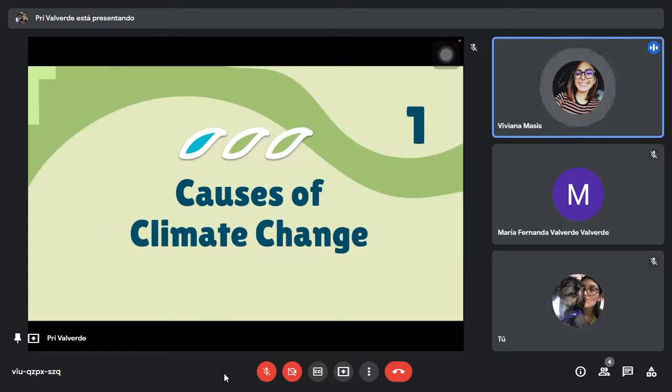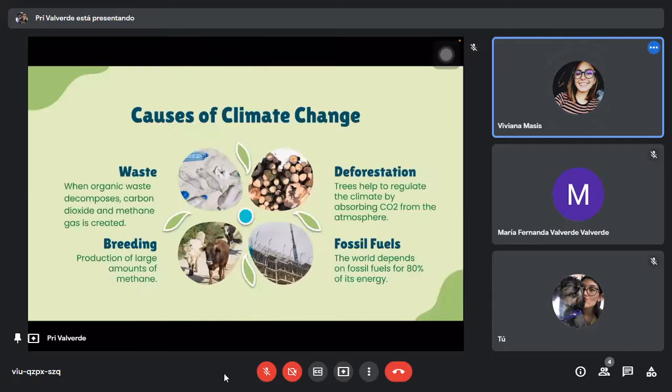First, we're going to talk about the main causes of climate change, and in the next slide you will see some of these causes. Well, first we're going to talk about fossil fuels. As you know, we depend on fossil fuels for our energy needs. When we burn fossil fuels, this increases the emission of gases such as CO2 or methane. Something really interesting is that the world depends on fossil fuels for 80% of its energy needs. Because of this reason, it is really hard to switch from fossil fuels to other forms of energy.